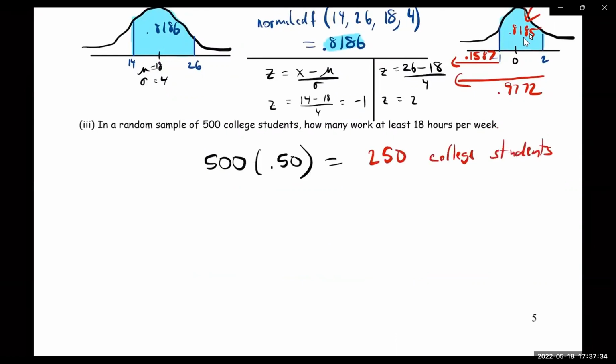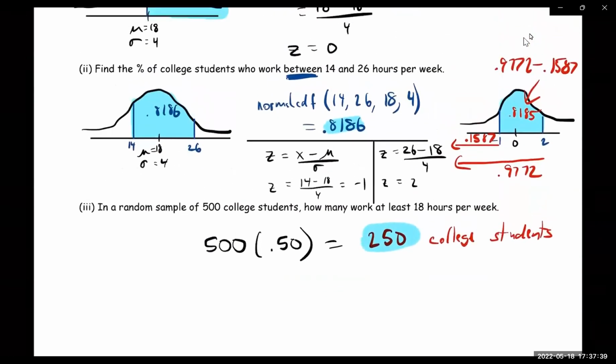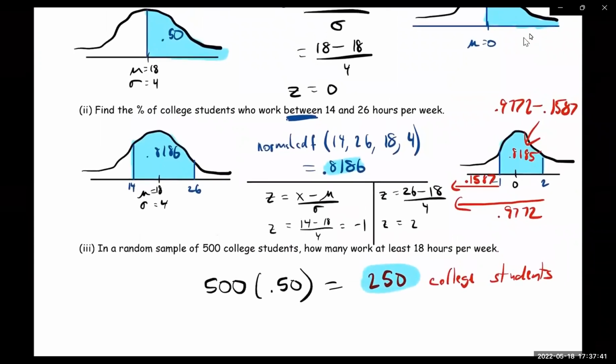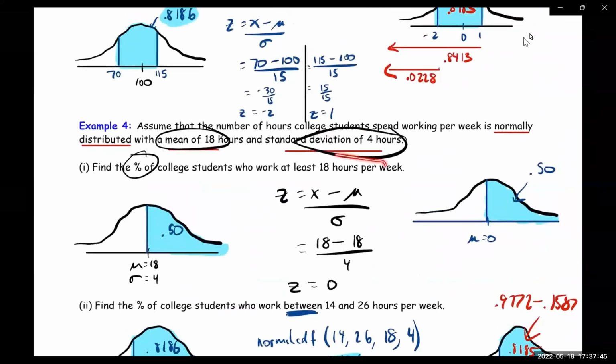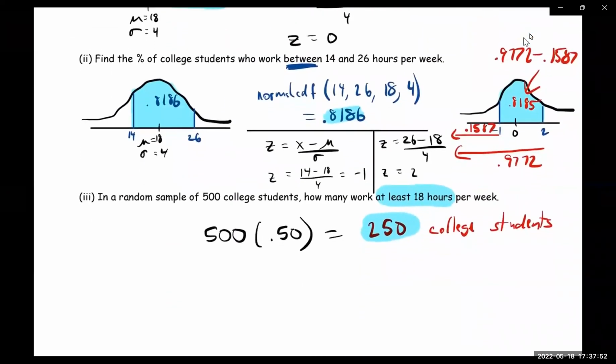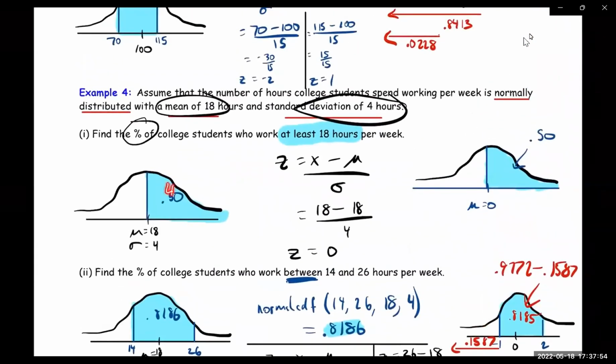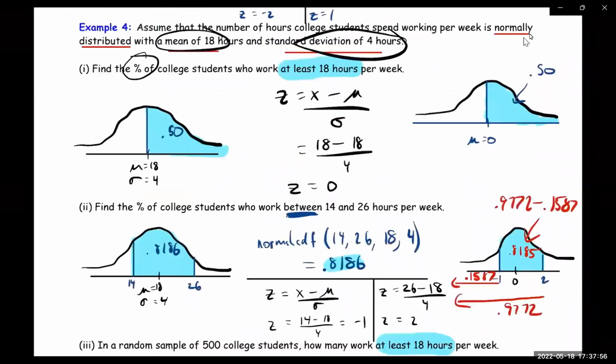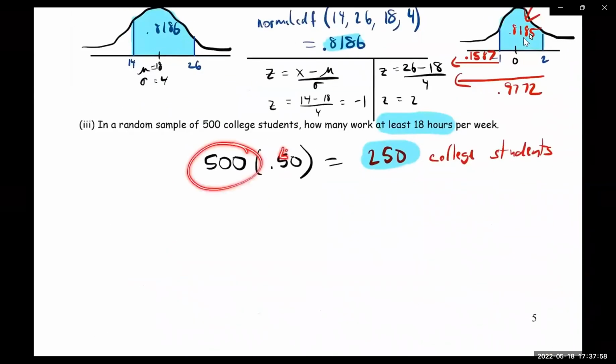So that one, we didn't have to draw the distribution because we had already done that. At least 18 hours. We did that in part A. That's the reason we didn't have to do it. But let's say it would have been 40%. Then you would have multiplied 500 times 40% or 0.40, and then you would have got a different answer. Well, that's how you figure out that.